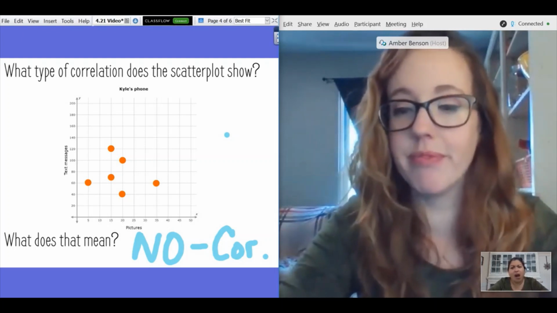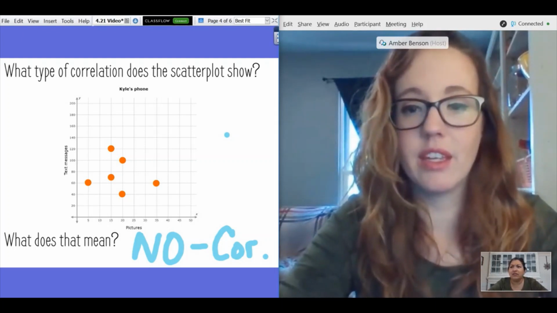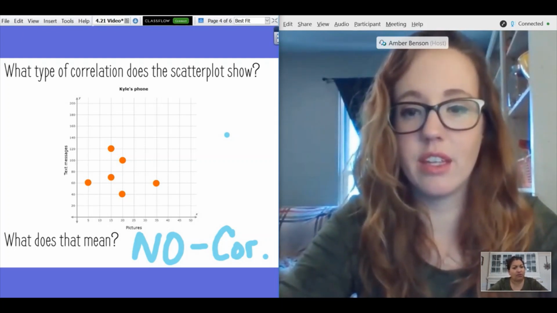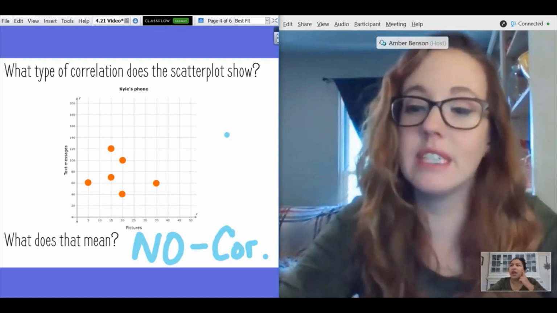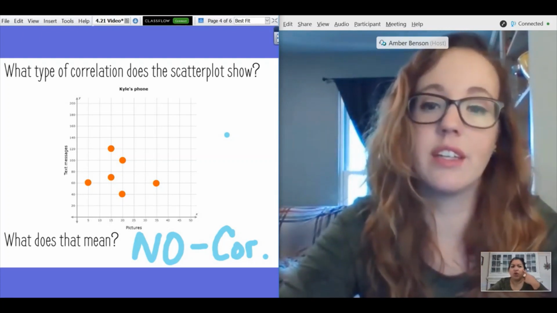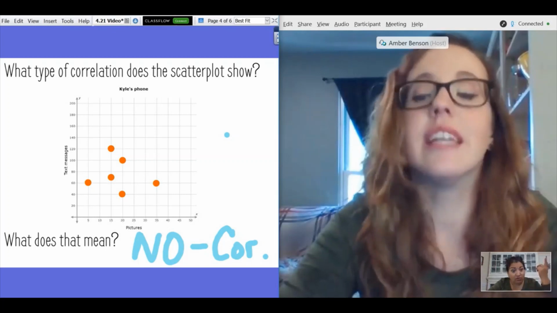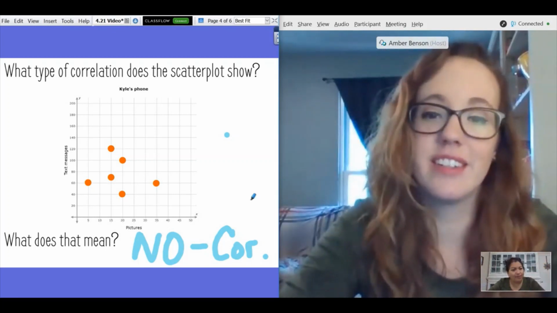Right. And positive correlation means if one goes up, the other goes up. Yep. And negative correlation means if one goes up, the other goes down. Yep, that's it. I think I'm getting this now.